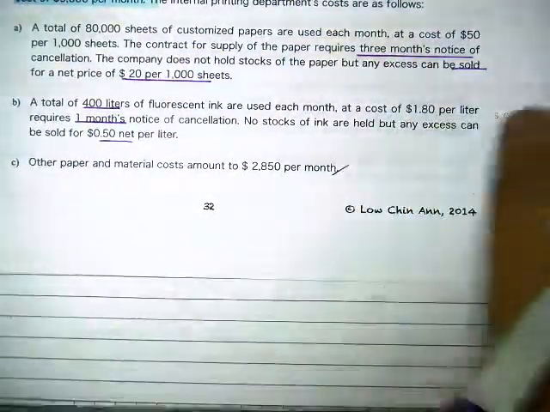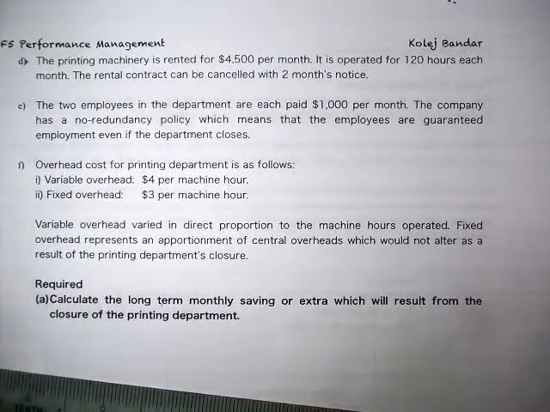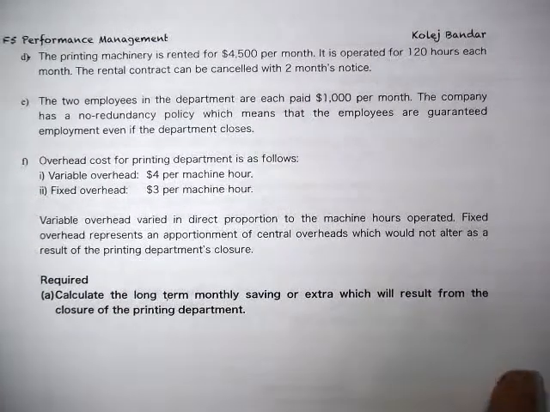Now, other paper or material will cost 2850 per month. Okay, the printing machinery is rented at 4,005 per month. It is operated for 120 hours each month, and the rental contract can be cancelled with 2 months' notice. The two employees in the department are each paid $1,000 per month. Now, the company has a no redundancy policy, which means employees are guaranteed employment even if the department closes. Now the overhead for printing department will be variable at $4, fixed at $3. The variable varies in direct proportion to machine hour. The fixed overhead represents an apportionment of the central overhead which would not alter as a result of the printing closure. So now, should I close or should I not close?